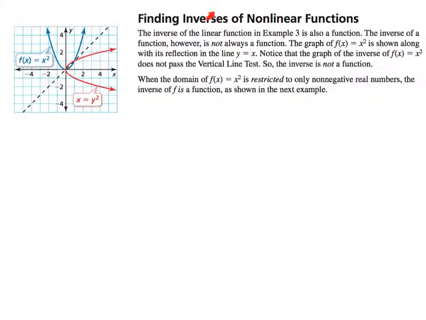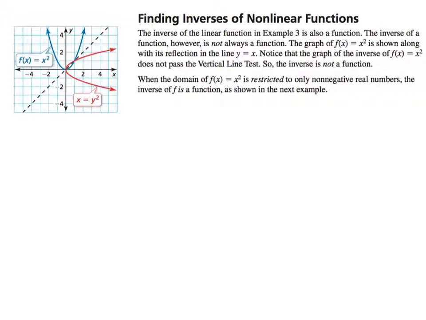Now, when finding the inverses of nonlinear functions, these would not be lines. The inverse of the linear function in example 3 is also a function. We know that from the vertical line test. The inverse of a function, however, is not always a function. The graph of f of x equals x squared is shown over here in blue. Here it is. Along with its reflection over y equals x.